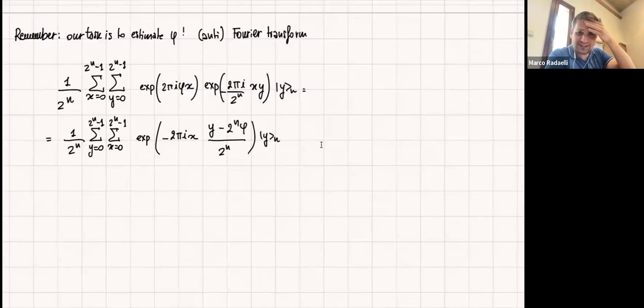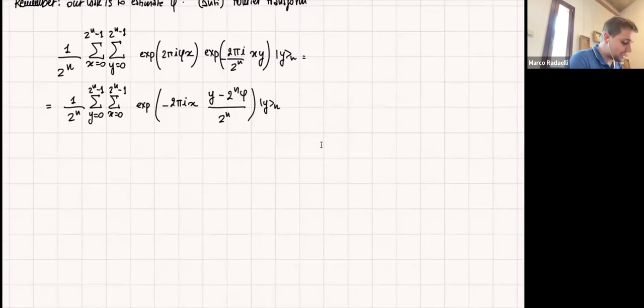Why should this thing be of interest? The point is, this thing here gives exactly phi, a representation of phi in n qubits. Why? Because this thing here is exactly a representation of the delta function. So if we sum over all y's, what we get here is basically like a delta.